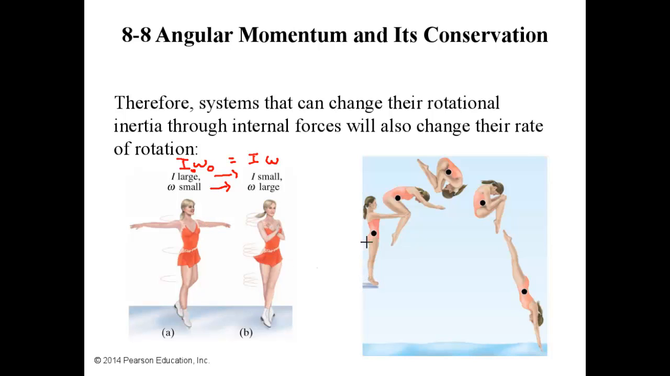The same type of thing for a diver right here, where the diver jumps off the board. Her angular momentum right here must be equal to her angular momentum right here, must be equal to her angular momentum right here. And so here has the smallest rotational mass, therefore she has the largest rate of change of her angular position, her largest angular velocity.